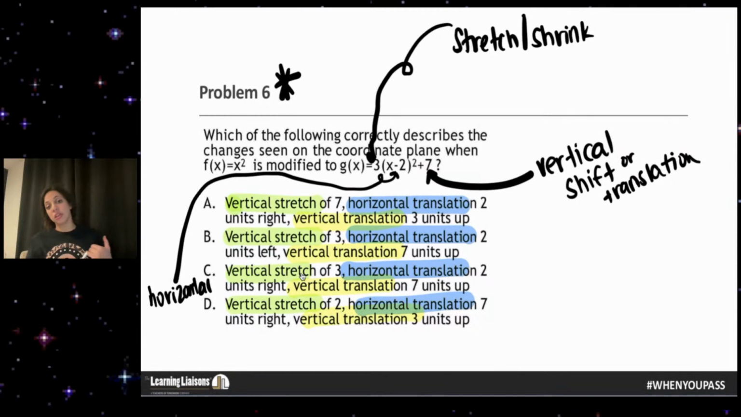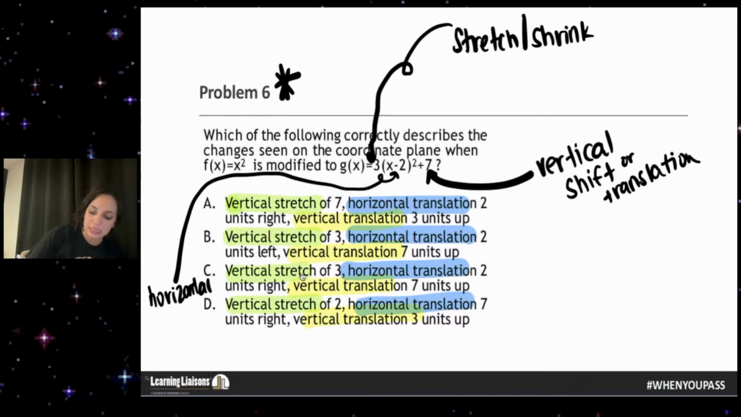That applies for linear equations. That applies for cubic equations. That applies for absolute value equations. It doesn't matter what kind of equation you're dealing with when you're dealing with translations. That's the format. If it's outside, it's vertical. If it's inside with the x, it's going to be horizontal. And if it's on the outside being multiplied, it's going to be a stretch or a shrink.